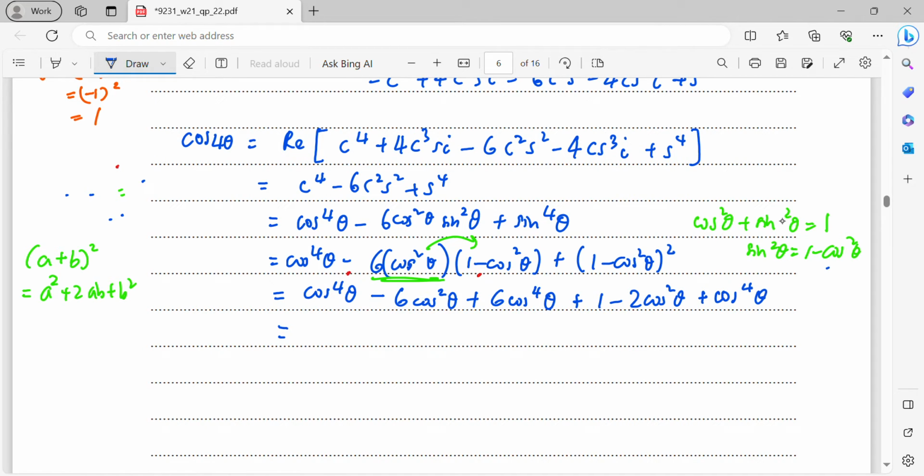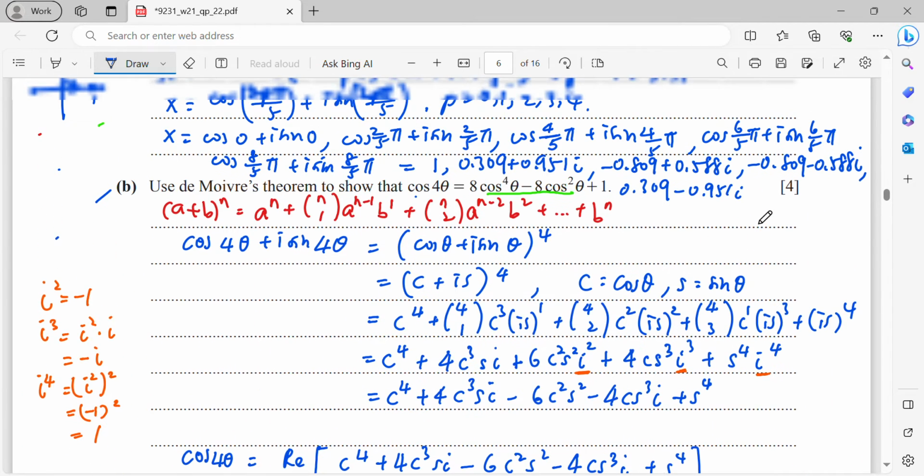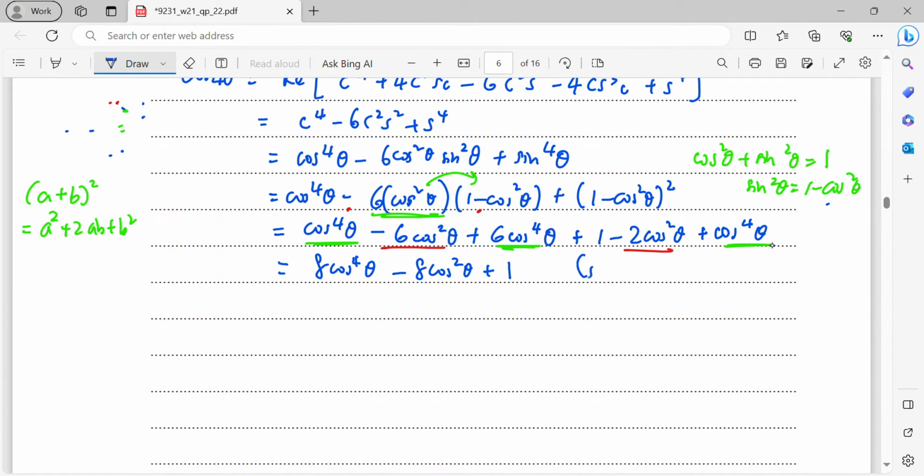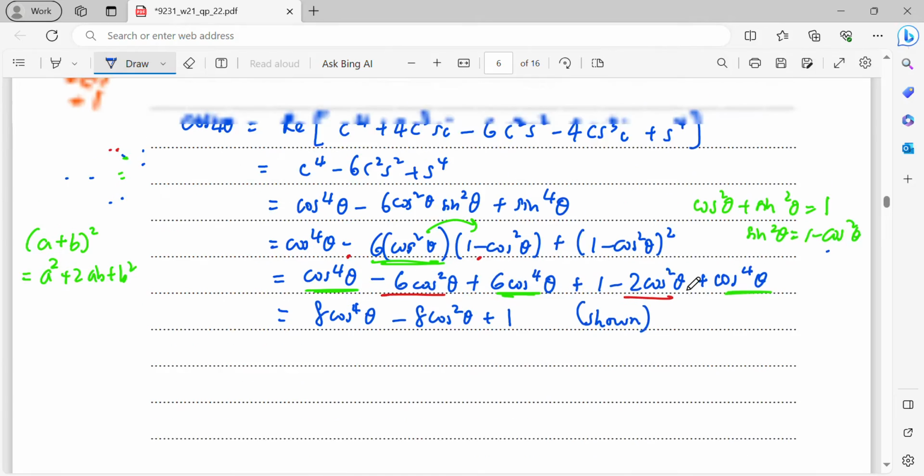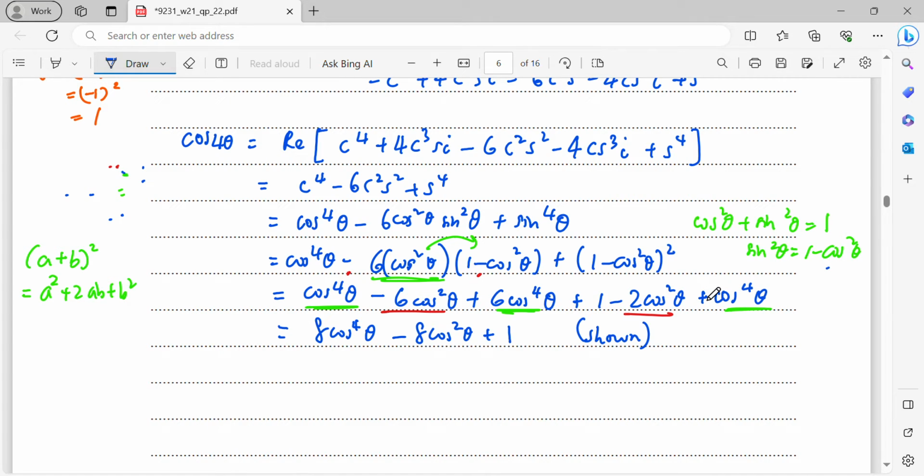Okay, so now simplify all the terms. So the first term plus last term and also this middle term, it will be 8 cos to the power 4 theta. Okay, and then for the cos squared, plus these two together, it will be minus 8 cos squared theta. Lastly, plus 1. Okay, so we have found the form, therefore shown. So this is the solution of part B.